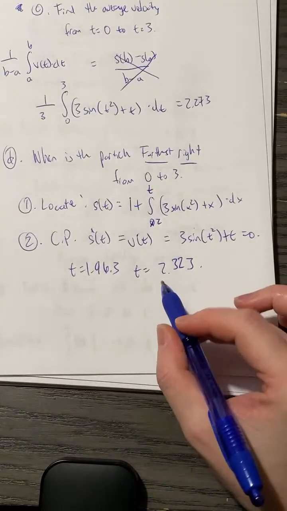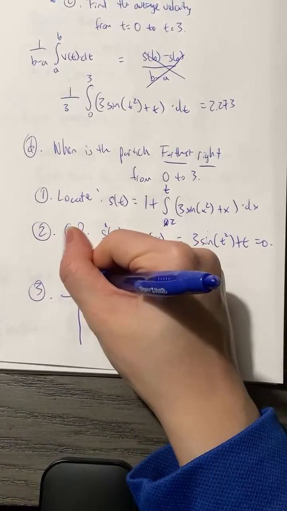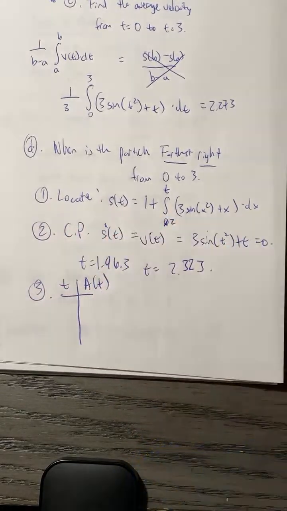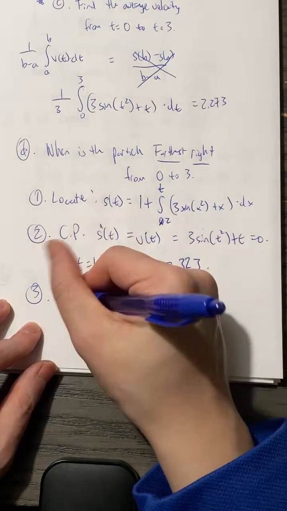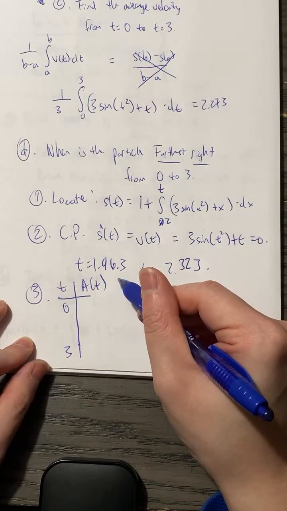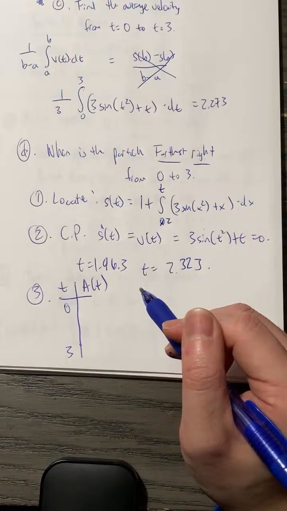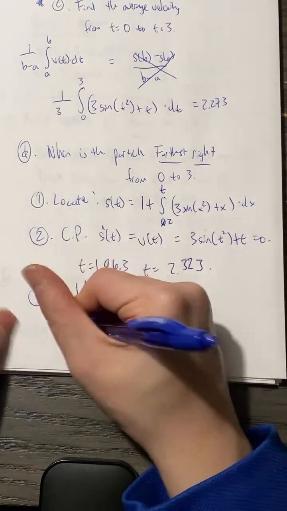So now that we have these times, let's construct our table. The third step is constructing a table, t and S(t). So we're going to plug in our 2 endpoints, of course. That's going to be 0 and 3. And then we plug in the critical points that fit within our endpoints. My calculator gave me a lot of zeros, but these are the only 2 that fit within our 0 and 3. So we're going to put those down.